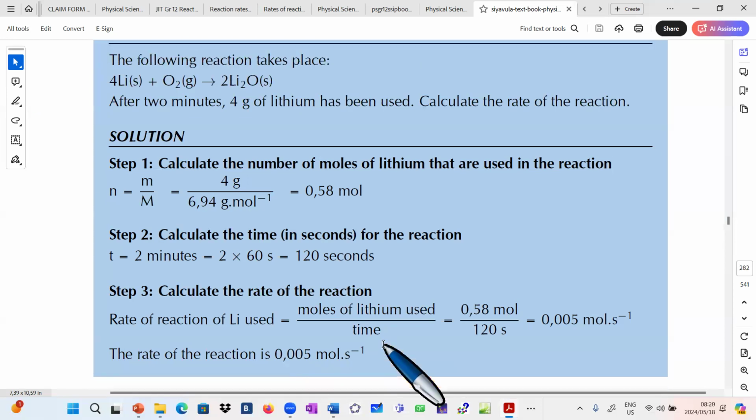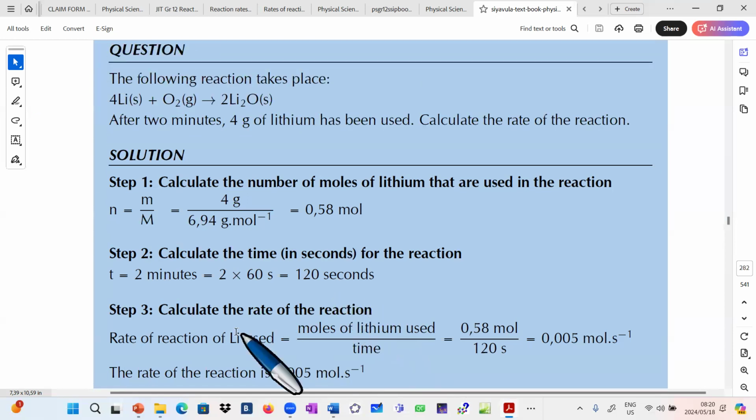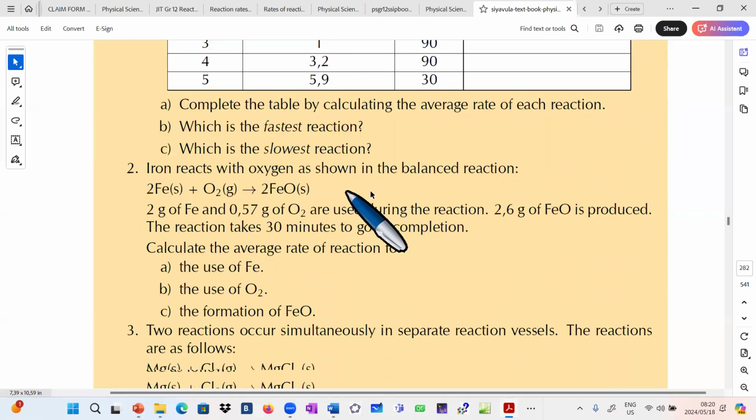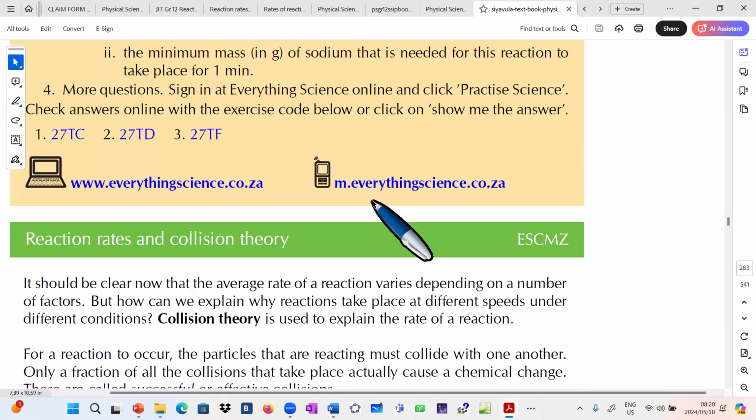So this is an example where we were able to calculate the rate of the reaction when we're given the mass of the lithium that had been used. But now let us continue to crack more science. Let's look at the next point.